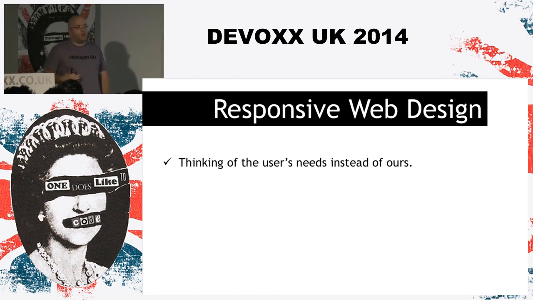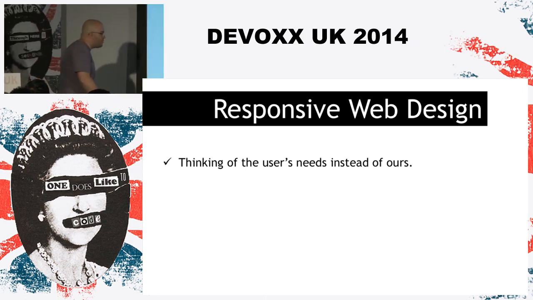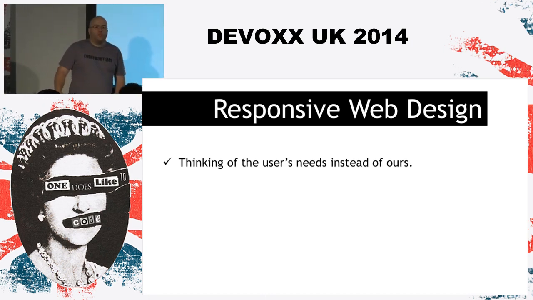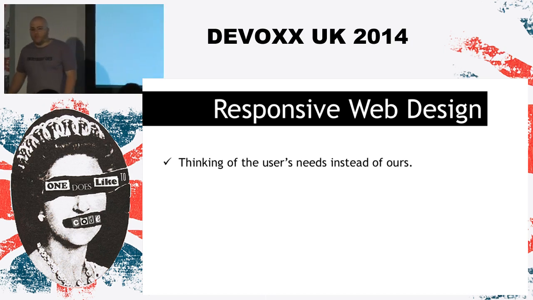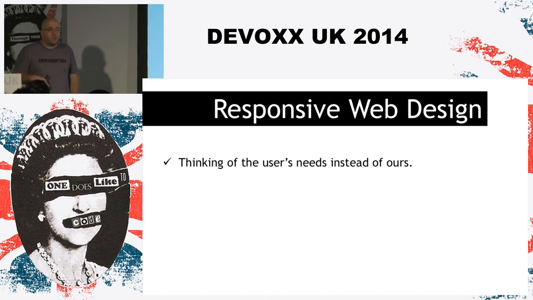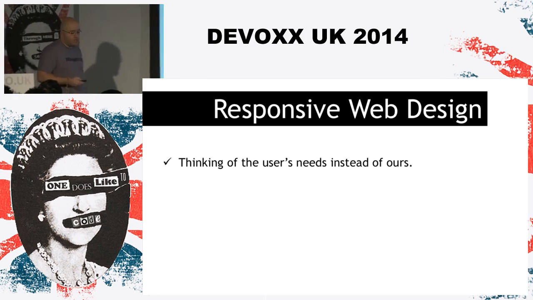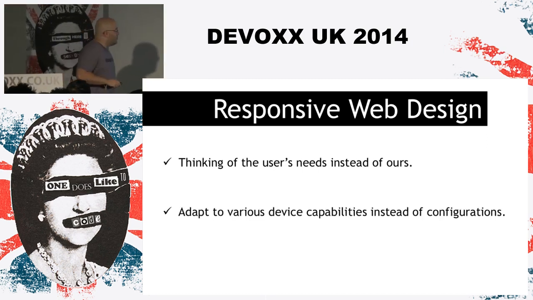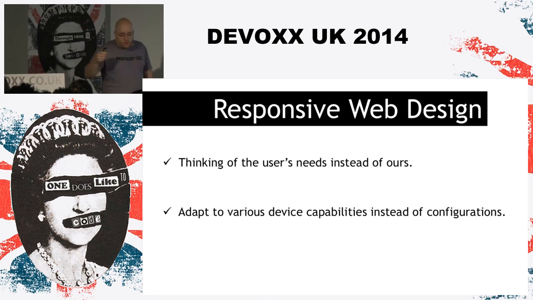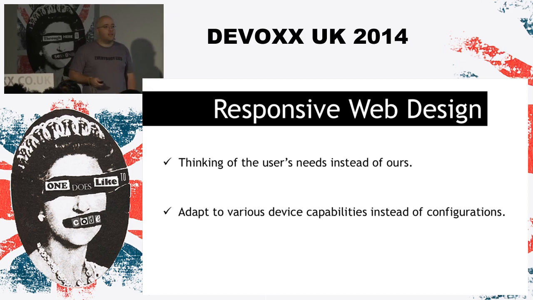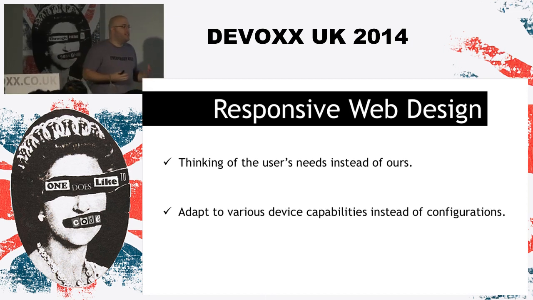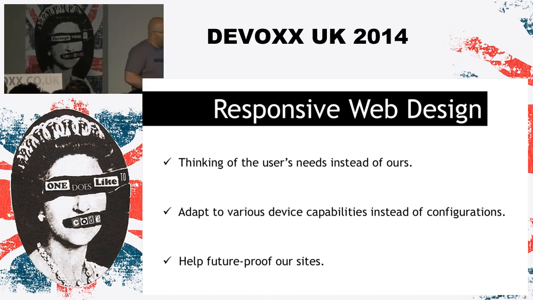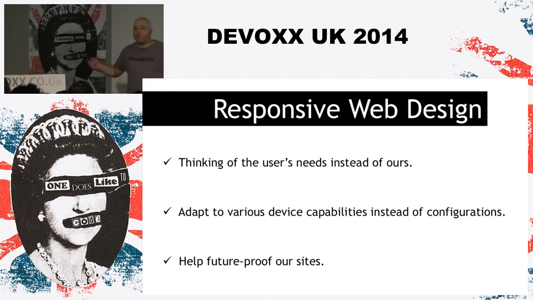My need as a customer may be, hey, I have an iPhone, I have an Android, I have a Windows phone. I want to be sure that we give a great experience to those devices. But maybe my customers don't have those devices. Maybe they have something that I did not think about. It's about adapting to various devices' capabilities instead of configuration. Let's think about what the device can do instead of the configuration of the device. And it also helps us to be future-proof with our site.